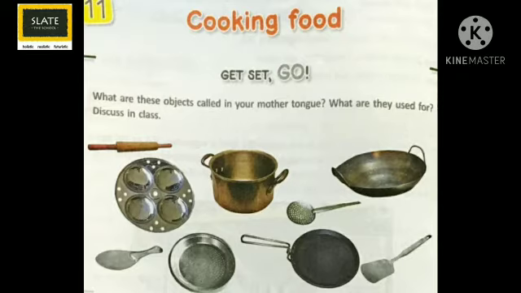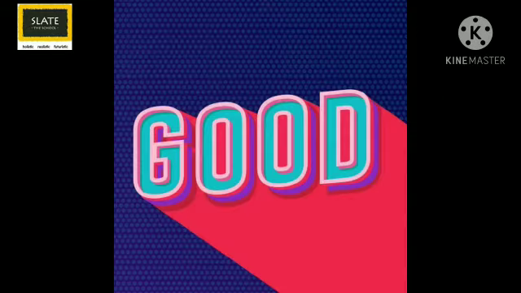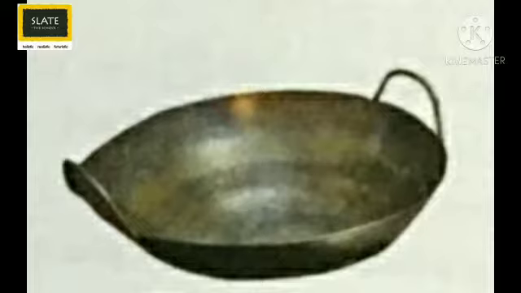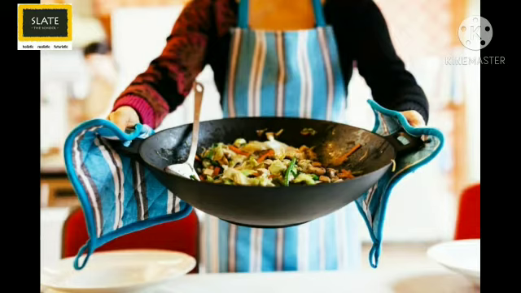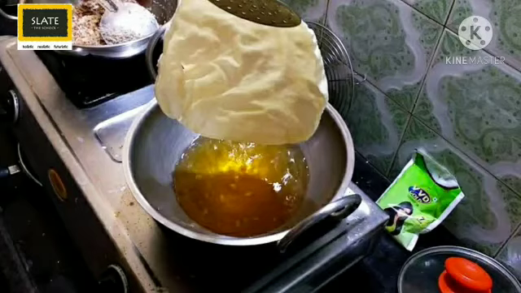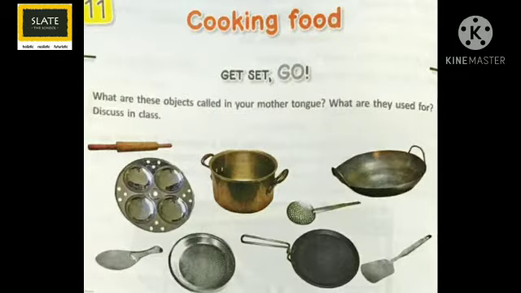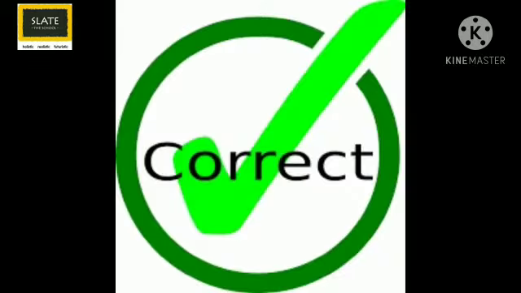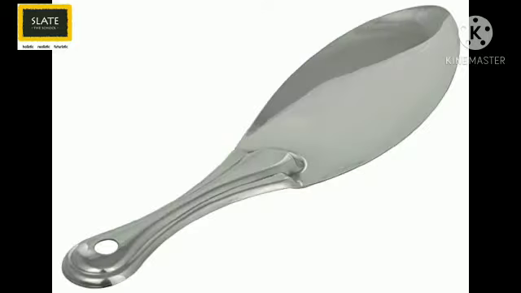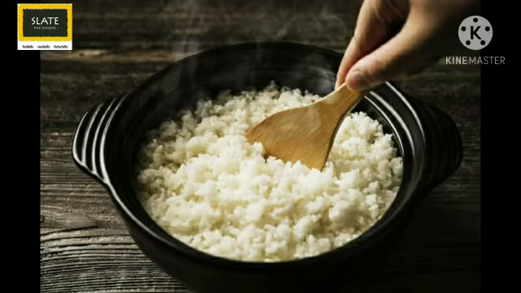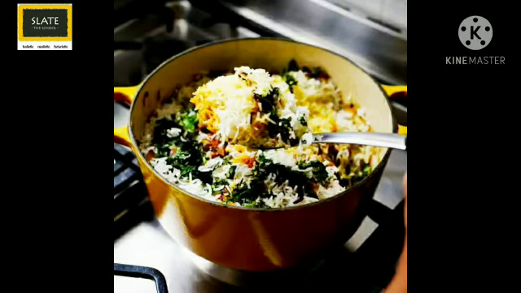Now Slaters, what is the next object? Good. It is a frying pan or a kadhai in Hindi. Your mother uses it for making curries and also for frying papads, puris and much more. Now let's move towards the next picture. What is it and what is it used for? Correct. It is a serving spatula. It is used for serving rice, pulao or biryani.